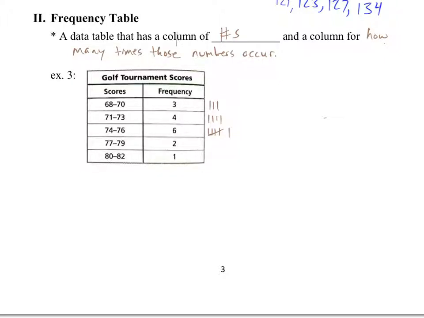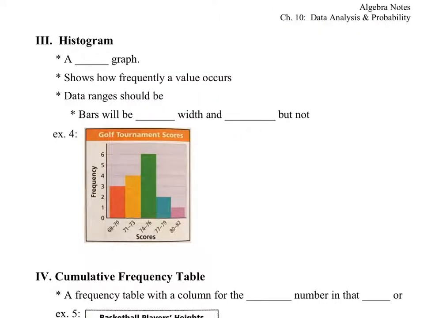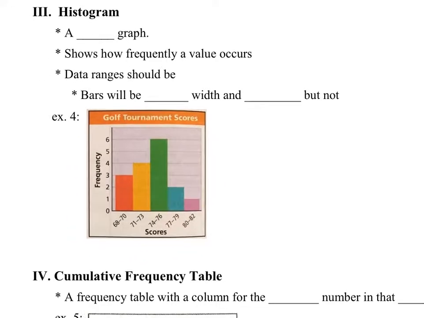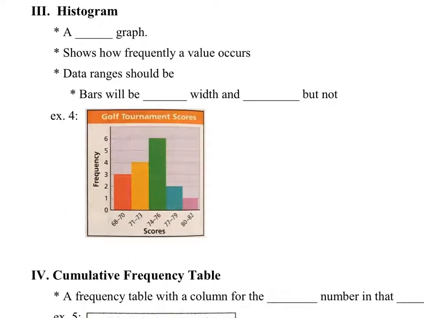Awesome. Turn the page. A histogram is pictured in example 4. Get it in color in my version. But a histogram is really just what kind of graph? Bar graph. So it's a bar graph, and really, it's just a bar graph that ties into one of those frequency tables.